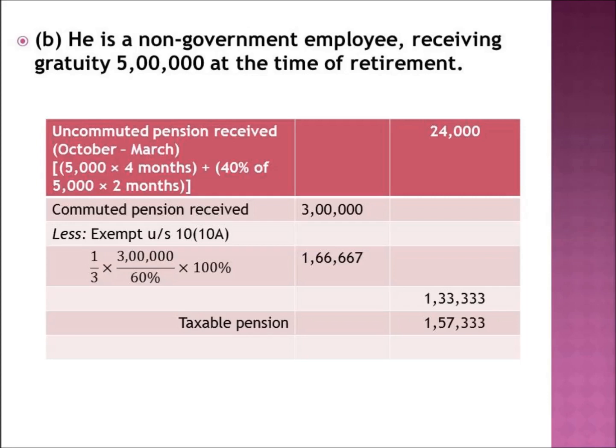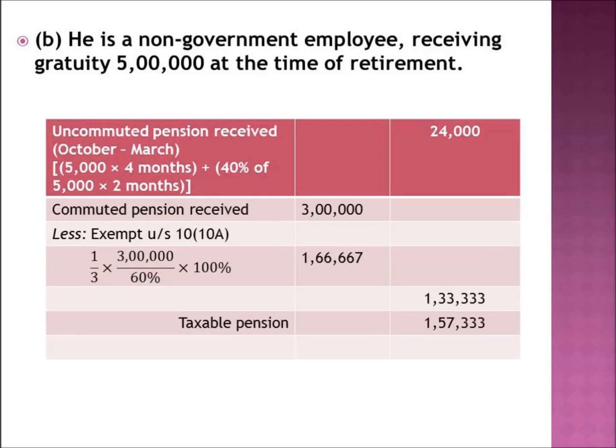Many students can do this. They can just multiply 1 by 3 into 3 lakh, that is the commuted pension received. But that is wrong, because 3 lakh is only 60% of the commuted pension. And the exemption condition is 1 by 3 of the 100% of the commuted pension had I commuted my total pension. So this is the major point here. You have to remember this: 1 by 3 of the 100% of the commuted pension if I would have commuted my total pension. So this is the second case.